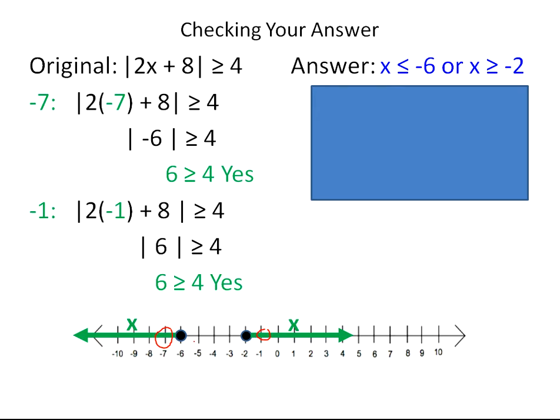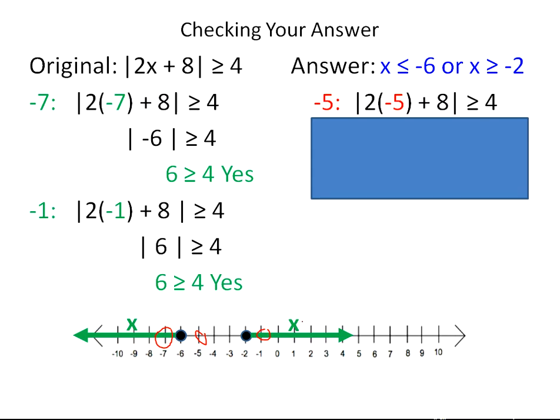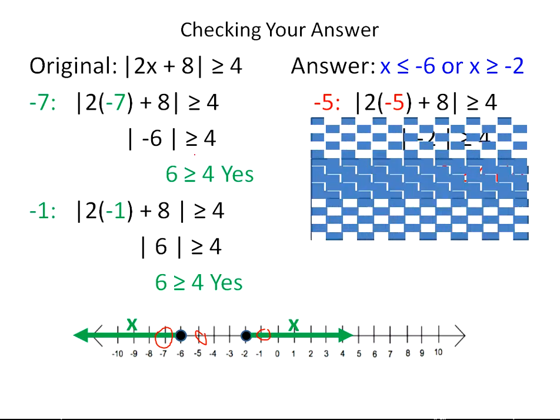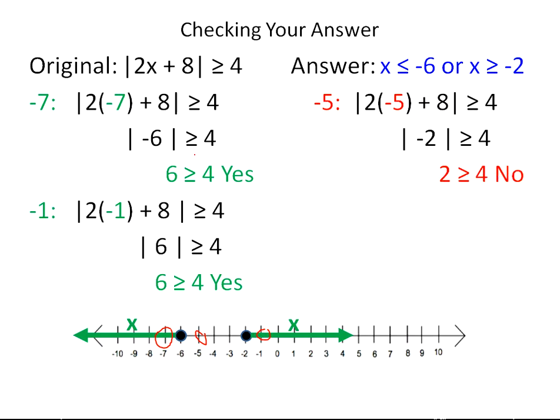We're going to test one more number, and we're going to pick a number here that's in the non-green area, and this should make the original inequality false. And so we're going to look at that. So -5 in for x, and we've got -10 plus 8, which is -2. Absolute value of -2 is 2. Is 2 greater than or equal to 4? And no, it is not. Therefore, we've just proved that our answer must be correct. And that is how you check your answers.